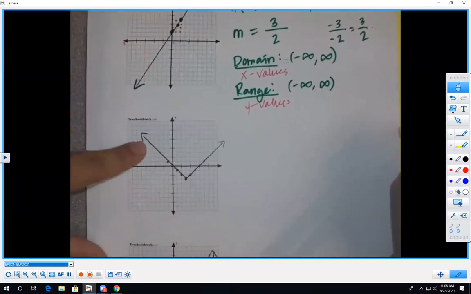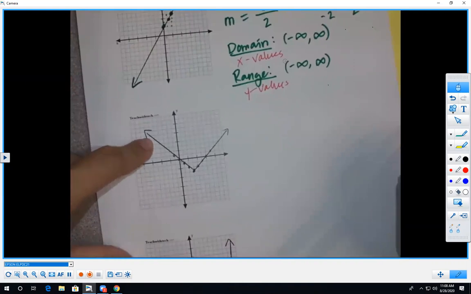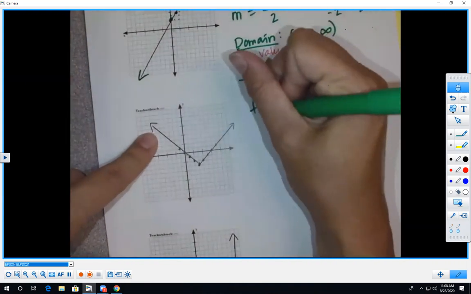Look at the next graph. This is similar to the one we did last time. I want you to find f of 4 here.